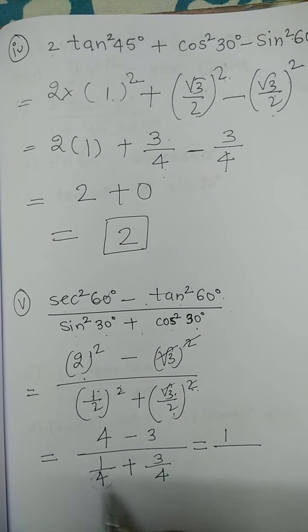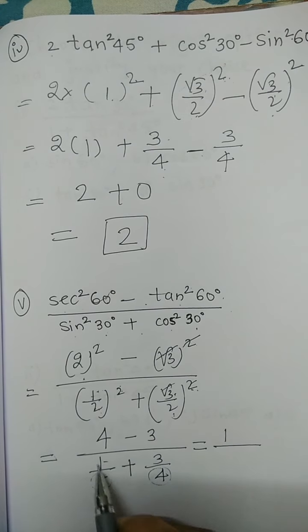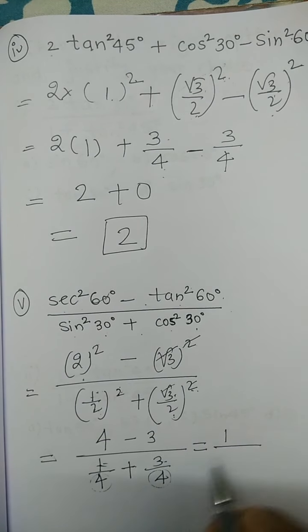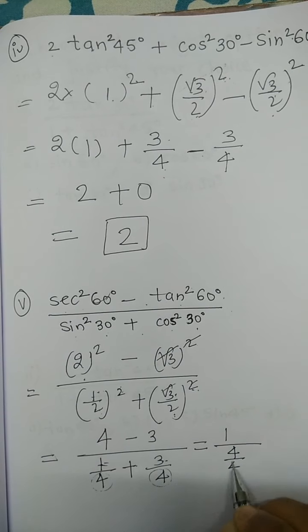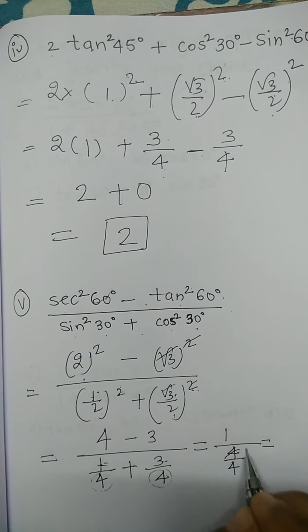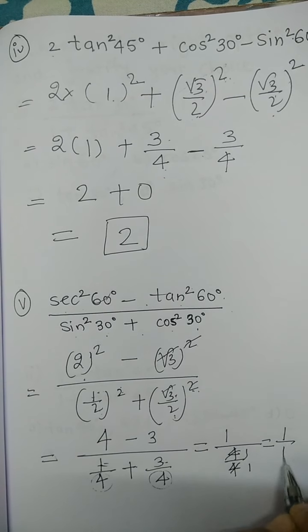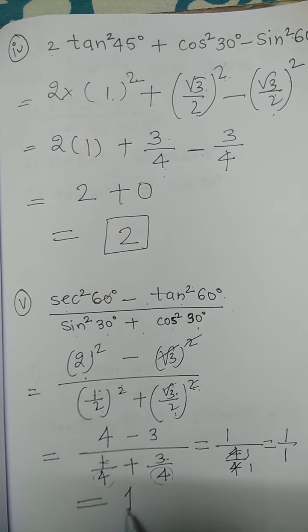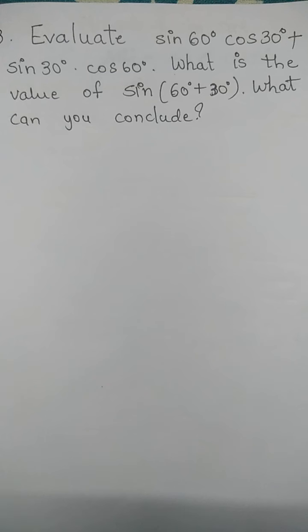Here denominators are same, so numerator you can add directly. 1 plus 3 gives you 4 upon 4. Means 4 ones are 4, 4 ones are 4. So it will be total 1 upon 1. Means it is 1. Answer is 1.